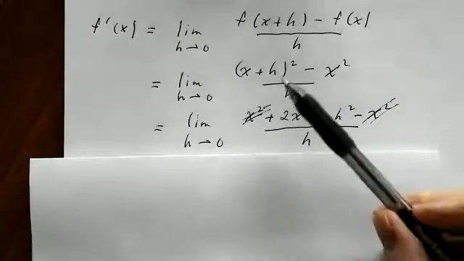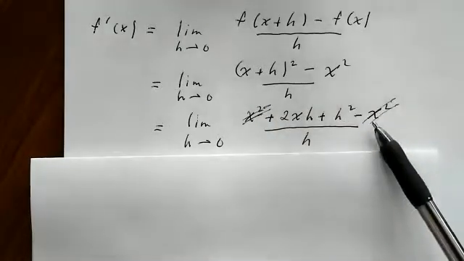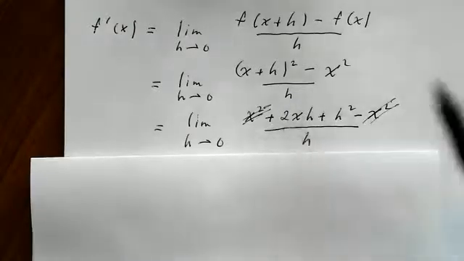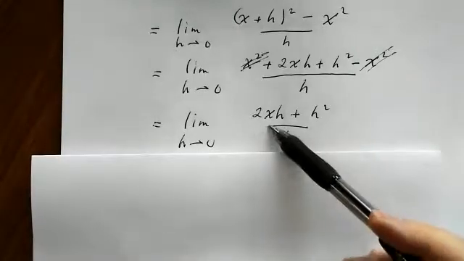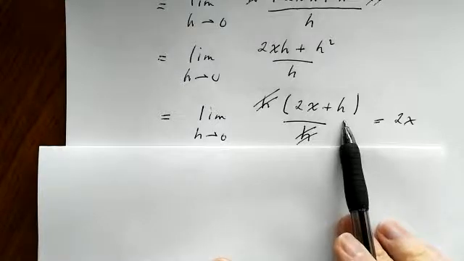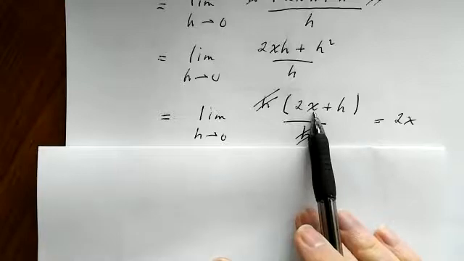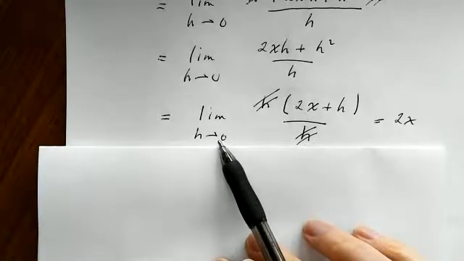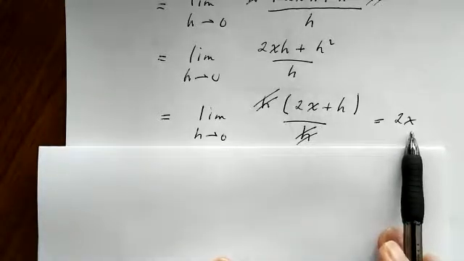We expand this, we get x squared plus 2xh plus h squared. We're going to subtract our x squareds here. Those cancel. And we're left with the limit as h goes to 0 of 2xh plus h squared. We factor an h out of that. And if we do so, we get 2x plus h. Now, we're not taking the limit as x approaches a particular value. We're taking the limit as h approaches 0. So if we simply plug 0 in for h here, we get 2x.